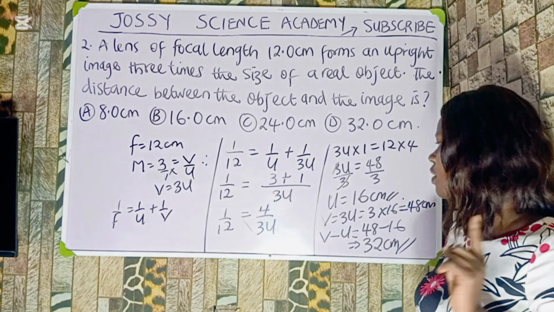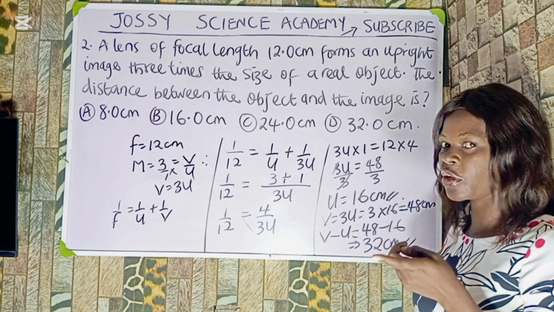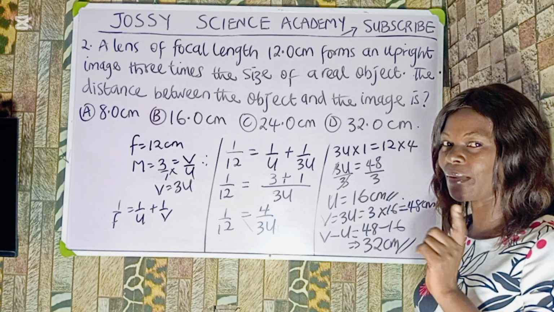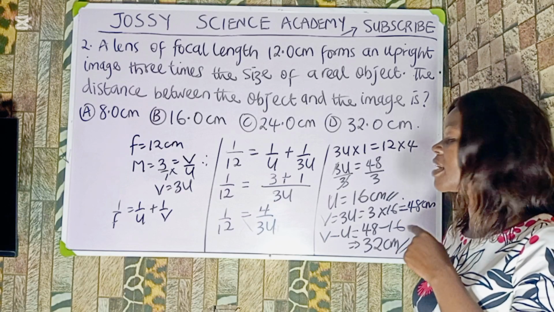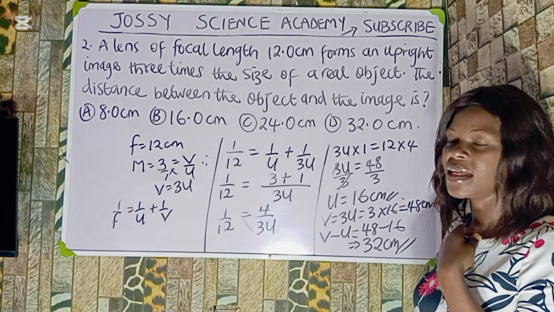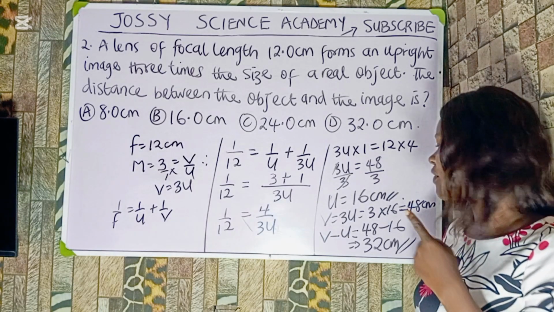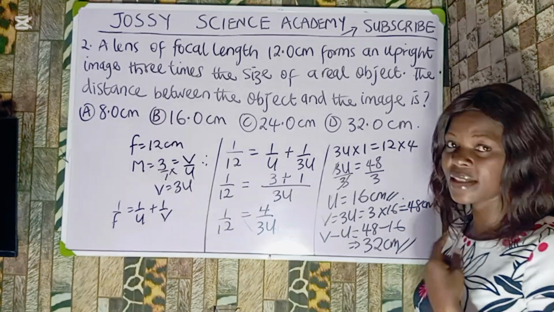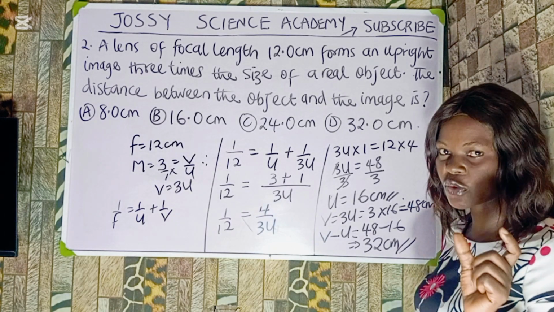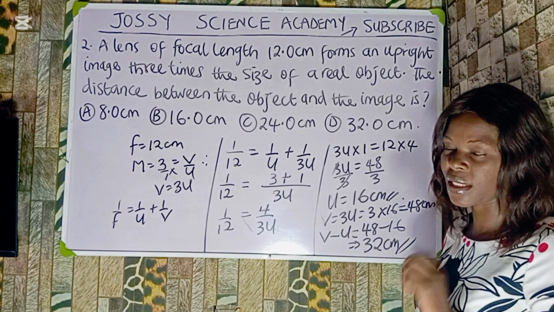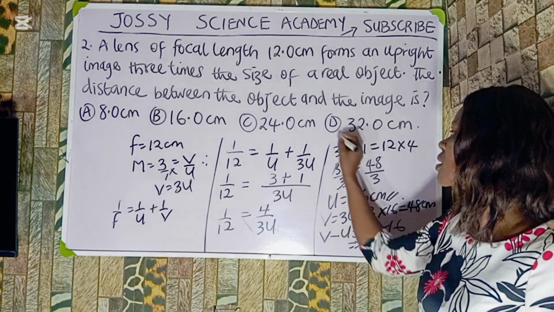Now this is how to solve this particular question. We have to get our magnification by saying that magnification is 3, which is equal to v over u. To get our v to be 3u, we now substitute into the formula using our LCM. Then you make u the subject to get our u to be 16 centimeters. But knowing that image distance v is equal to 3u, you have to multiply to get my v to be 48 centimeters. But the question says the distance between the image and the object, so we have to subtract to get our answer as 32 centimeters. I hope that is clear. Now from what we have gotten so far, the correct option to this question is option D.